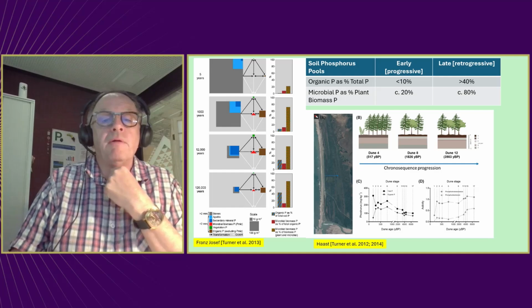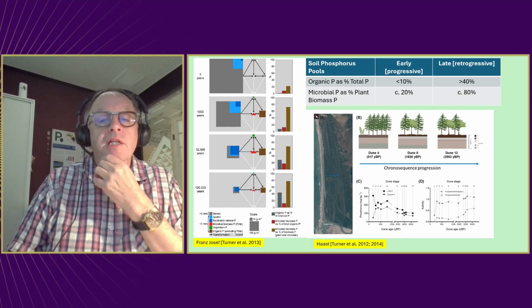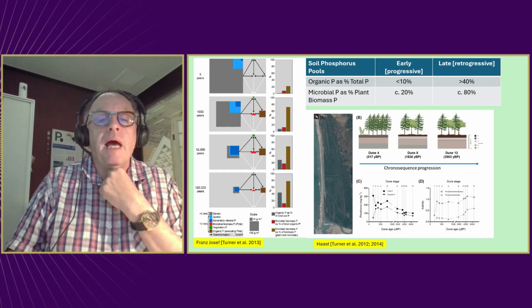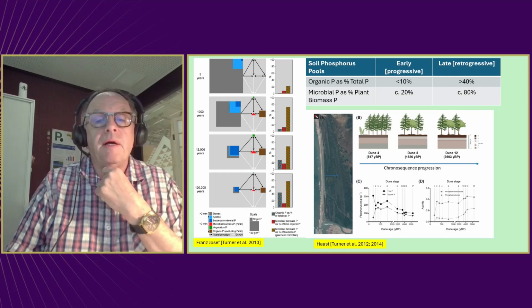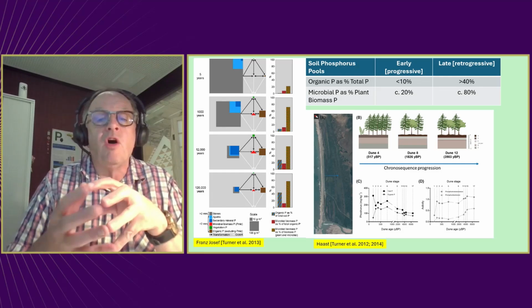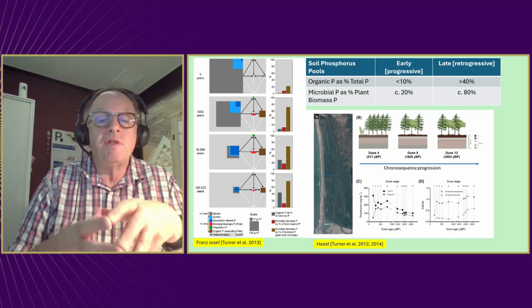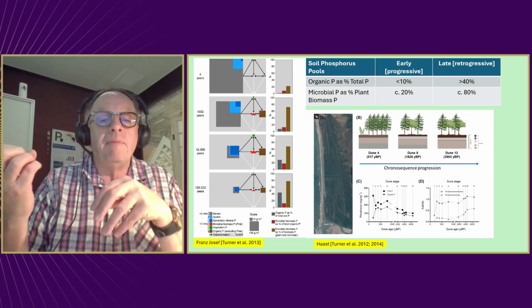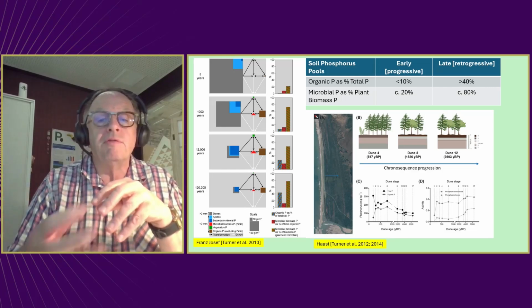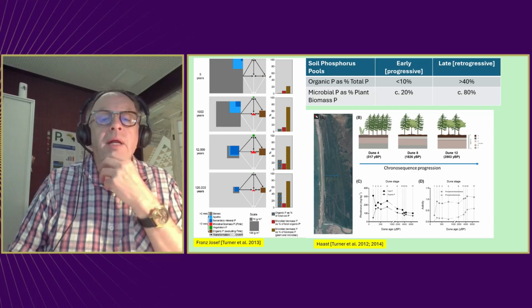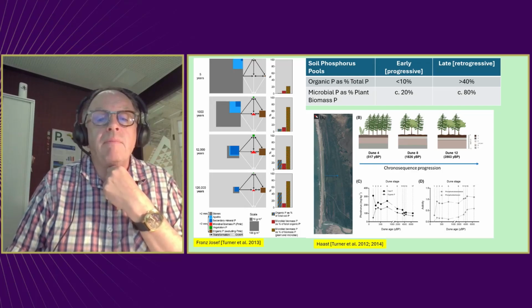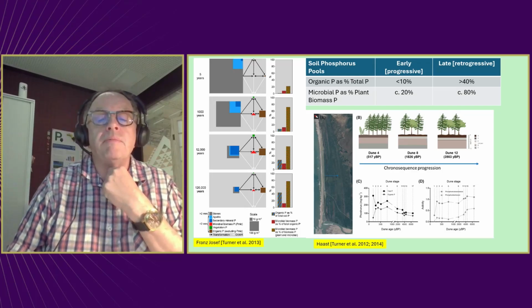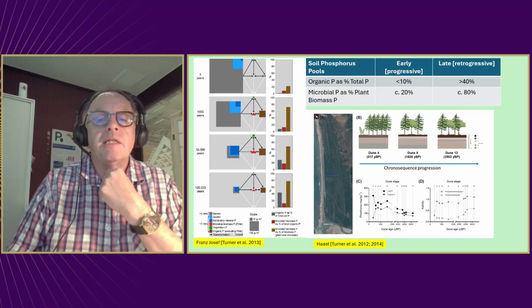This is a very complicated diagram, but I'll try and explain it very briefly. Basically, this is a model that we built of four different points on the Franz Josef, from early to very late. We've basically got 5 soil pools: inorganic, organic, and also microbial phosphorus, held in bacteria and fungi mainly, and also the biomass, the green rectangle, which is biomass phosphorus, plant phosphorus.